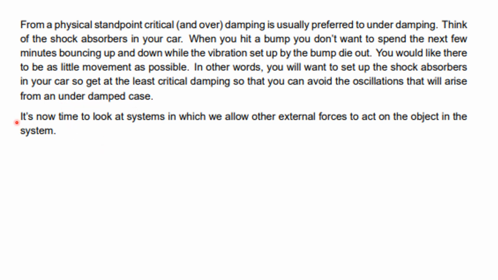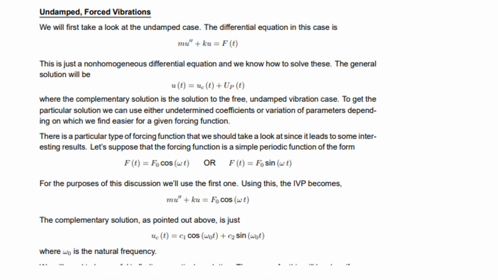Okay, but now we're going to move and look at cases where there are other external forces that act on the object in the system. And this is forced vibrations, and we're first going to look at undamped forced vibrations. So here, again, the difference is we have an f of t. There's no first derivative term because it is undamped, but we're going to be talking about what happens when there's an external force. Now this is just a non-homogeneous differential equation, and we do know how to solve those. In fact, we know multiple ways to solve those. The general solution then will be the complementary solution plus the particular solution.